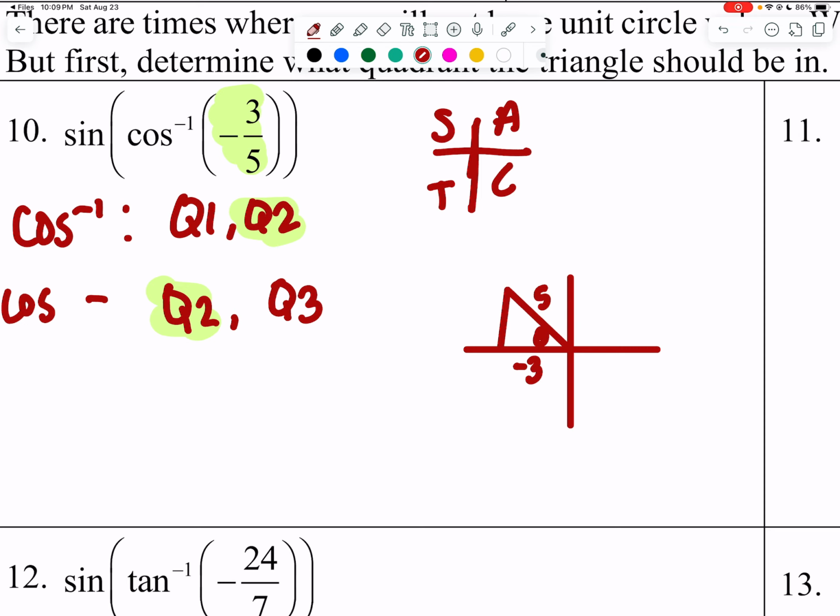Now, this is a 3, 4, 5 triangle, so go ahead and figure out that, hey, your height's 4. So now we could say that for sine of inverse cosine of -3/5, sine is going to be opposite over hypotenuse. So this right here becomes 4/5.